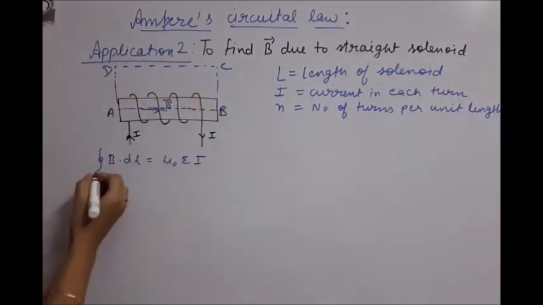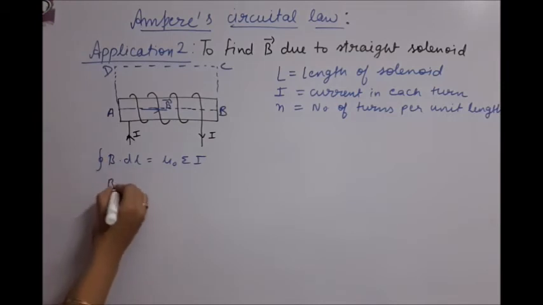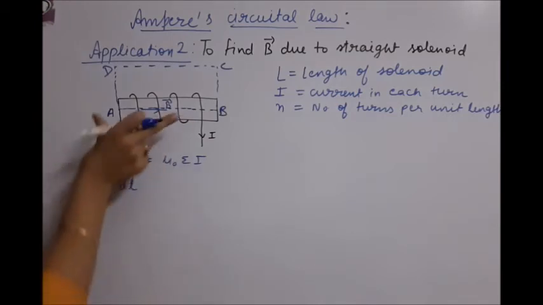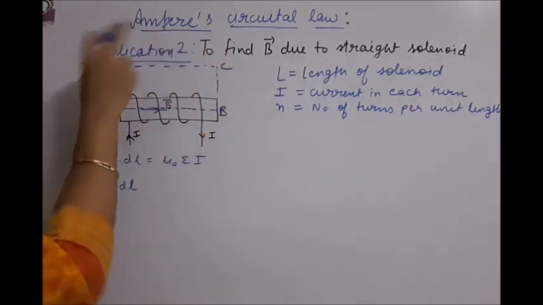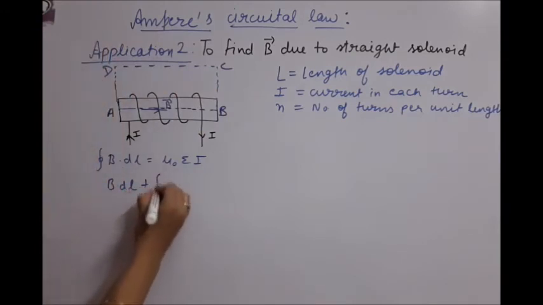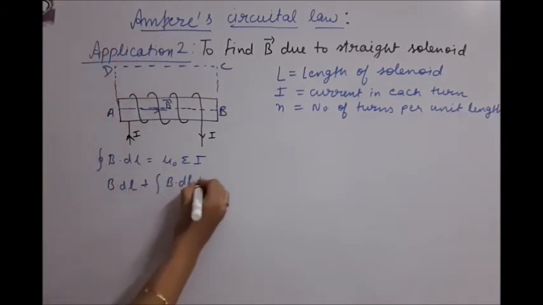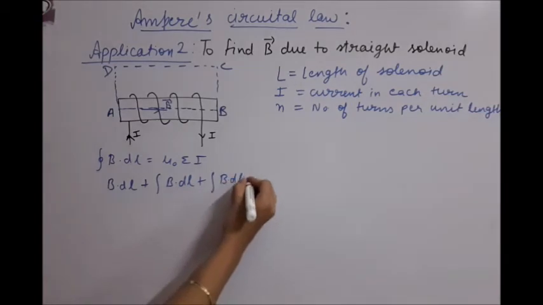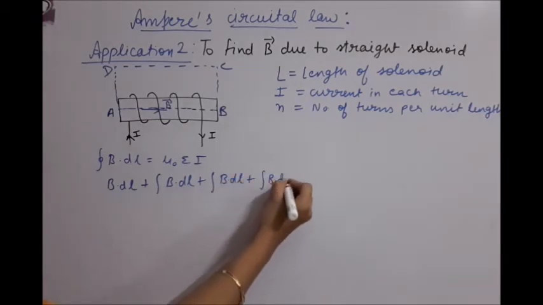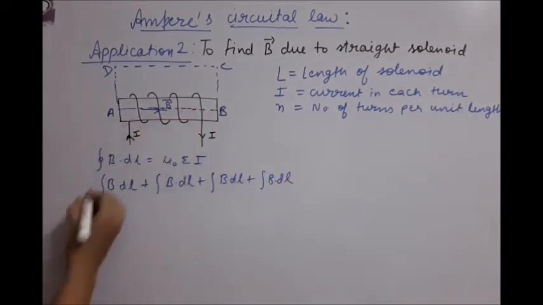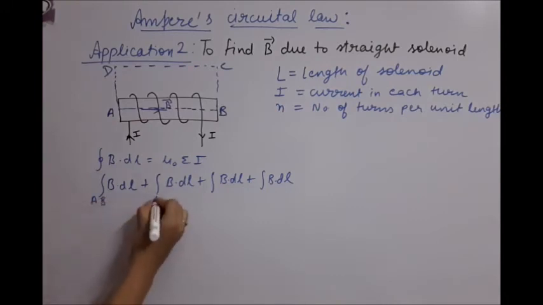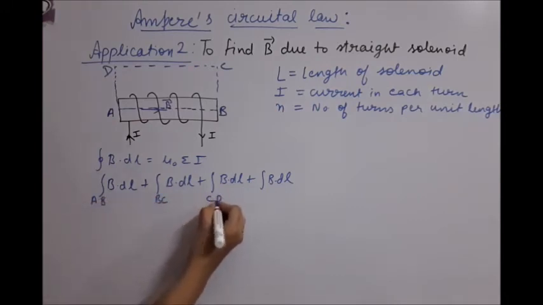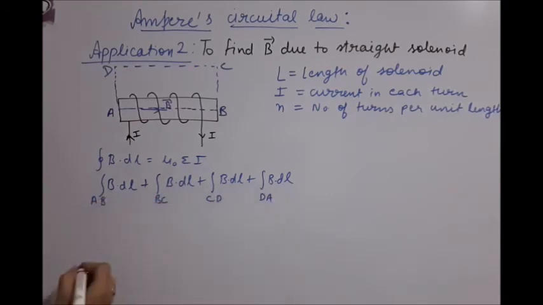So we will break this integration 4 times, because one length, second length, third length and fourth length are appearing. So we will write this integration 4 times for all these different sides. This is for AB, this is for BC, CD, DA.